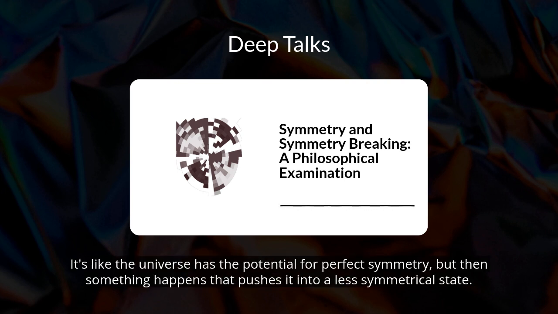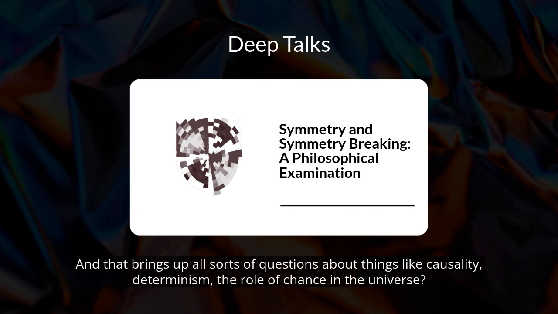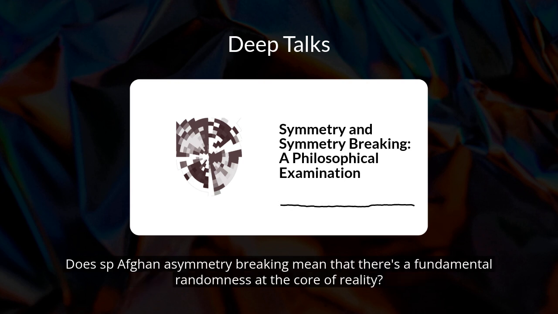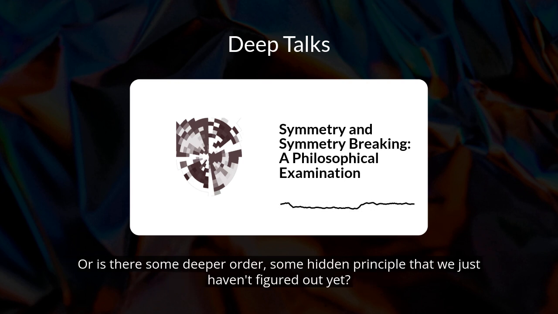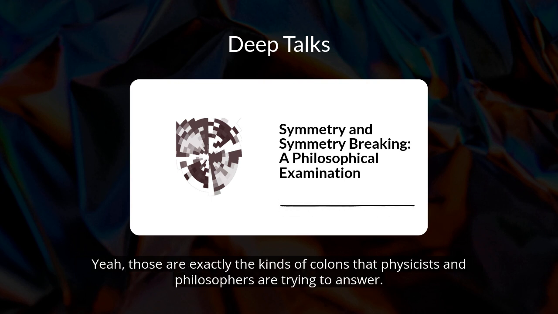I see what you mean. It's like the universe has the potential for perfect symmetry, but then something happens that pushes it into a less symmetrical state. And that brings up all sorts of questions about things like causality, determinism, the role of chance in the universe. Does spontaneous symmetry breaking mean that there's a fundamental randomness at the core of reality? Or is there some deeper order, some hidden principle that we just haven't figured out yet?